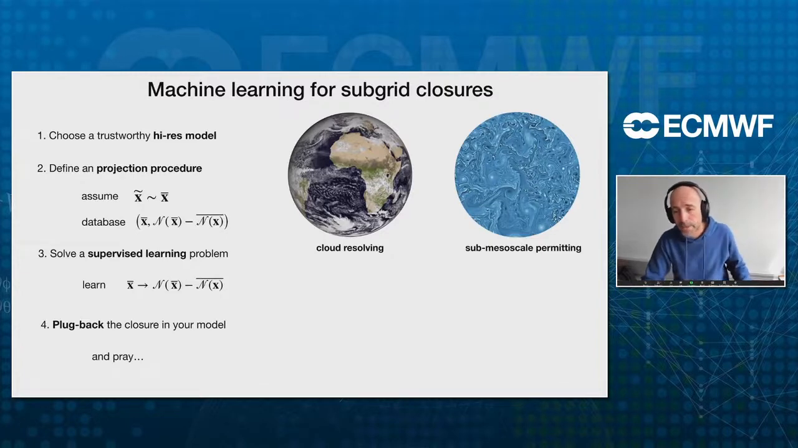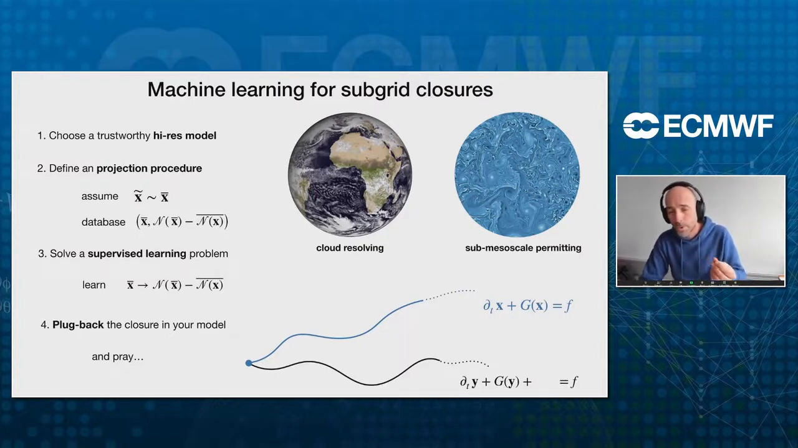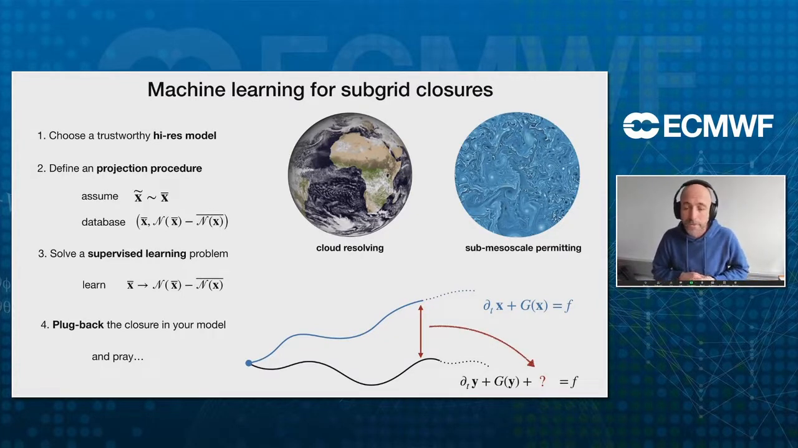The reason why you pray is because the problem you're trying to solve is not the one you really care for. Let me be more precise. We're trying to learn a correction to a model so that the time evolution of the system behaves as the time evolution of the high resolution system. But the way we do that is only by looking at things over one time step.